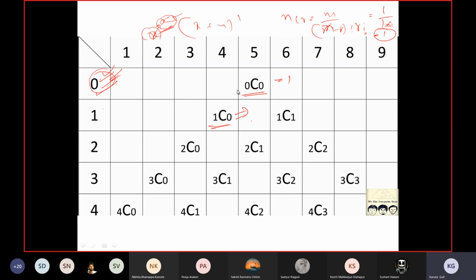What is the value of this? 0C0 is 1. What about this? 1C0 is 1. What about this? 1C1 is 1. What about this? 2C0 is 1. This? 2C1 is 2. 2C2 is 1.